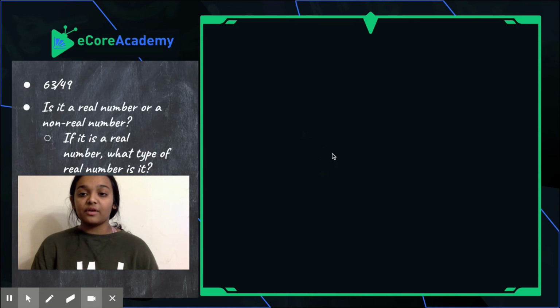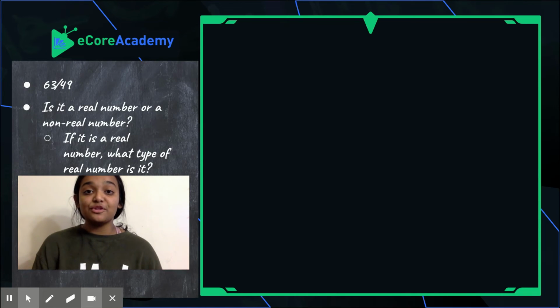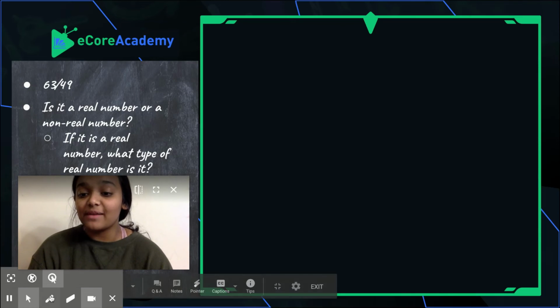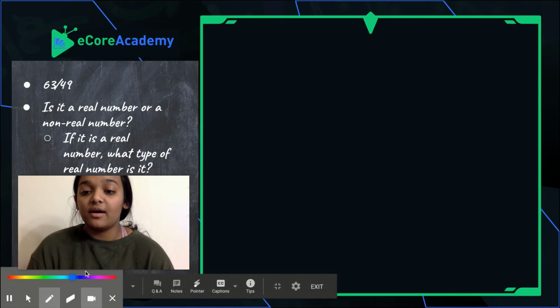I'm getting ahead of myself here. We know it's a real number for sure because there's no indication of it being a non-real number, because there is no 0 in the denominator. It's a 49 for the denominator, and there is no negative in a square root. So since it is a real number, what type of real number is it? That's what I was kind of getting to, so my bad. I'm really sorry about that.